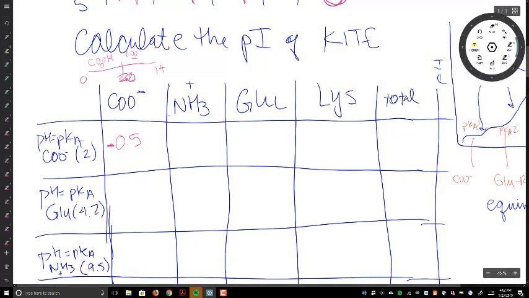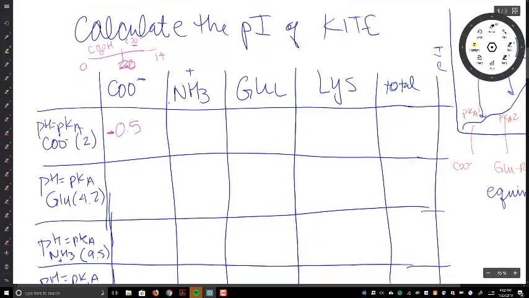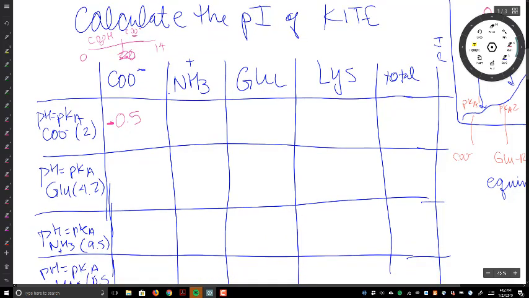Okay, let's look at the other groups. So for the N-terminal amine, pKa of 9.5, the pH of 2 is less than the pKa, so we would have a charge of +1.